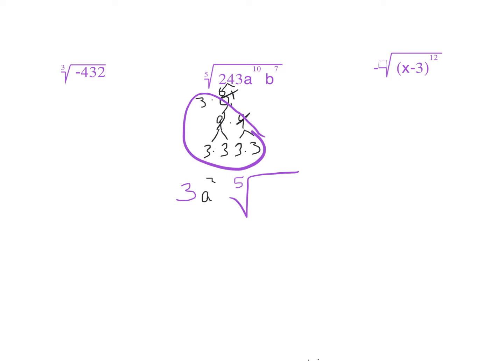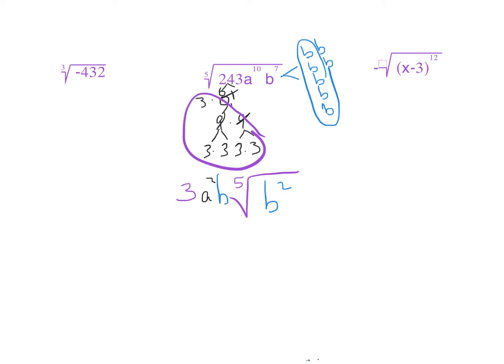The B's, I have 7 B's. Well, if I group them, only 1 group comes out. And then there are 2 left over. So let's see. 1, 2, 3, 4, 5, 6, 7. So here's my 5 B's according to the index. So that comes out as 1 group. And then there's 2 left over.